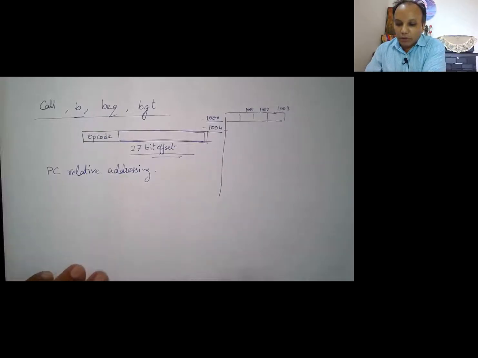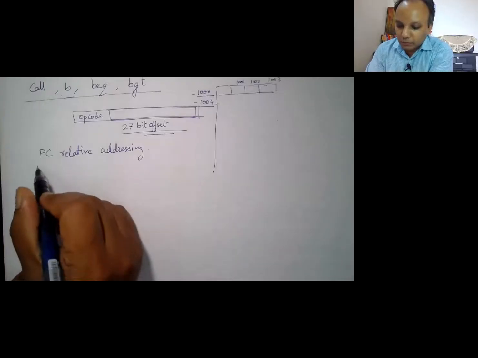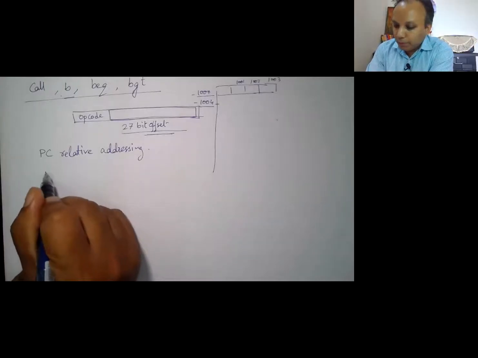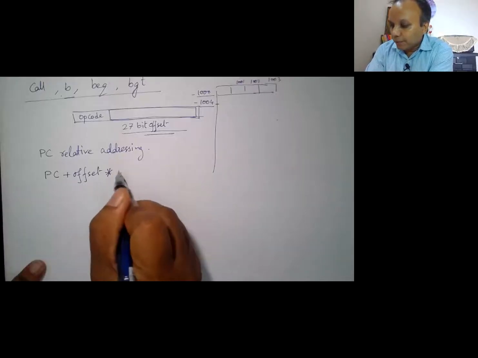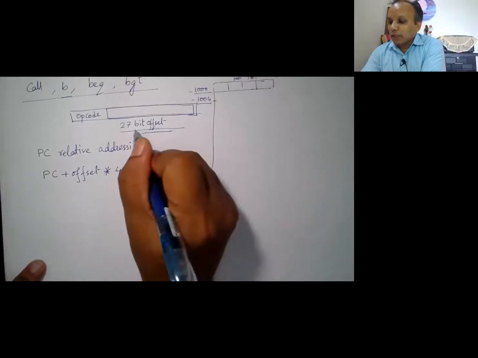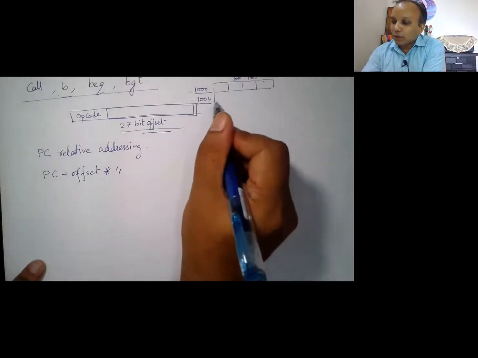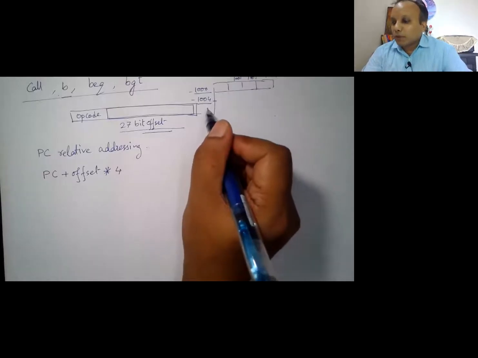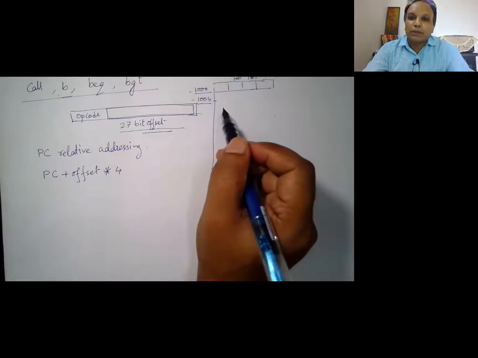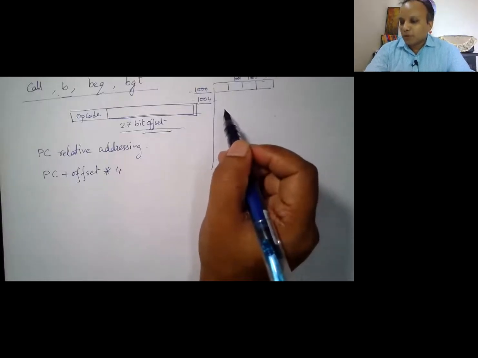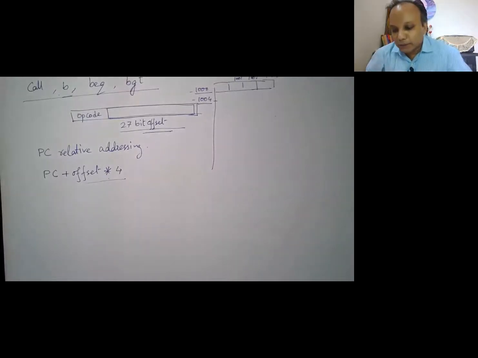So the actual address which will be computed is PC plus offset multiplied by 4, because the offset is pointing to an address where we are ignoring the least significant bits, since they are known to be 0 only. So the actual address you can find out by this. I hope this makes sense.